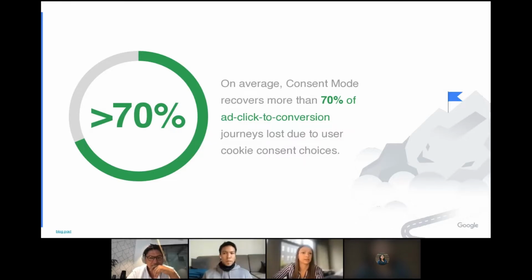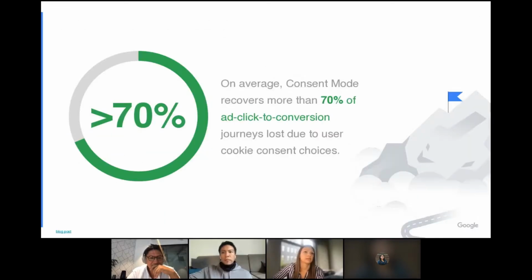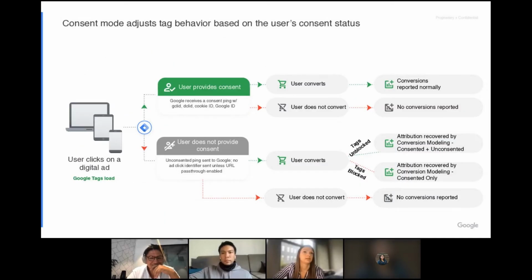Next slide. Thank you. And then this is just a little bit of a deep dive, a visual on how consent mode works. So you can see in the first path, if a user provides consent, Google receives a ping with an ID such as a gclid. If they convert, the conversions are reported normally. If the user doesn't convert, then no conversions are reported.